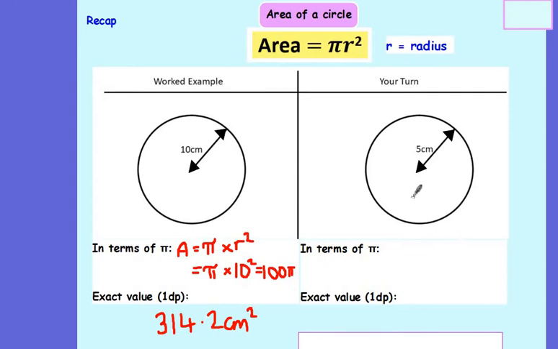Okay, let's go through it to check we're all confident. In terms of pi, I know the area is equal to pi r squared. This time, my radius is 5, so my area of my circle is just pi times 5 squared, which is 25 pi. For the second part of the question, I'm asked what is that as an exact value. At this point I take out my calculator, type in 25 times pi, and I get 78.5.